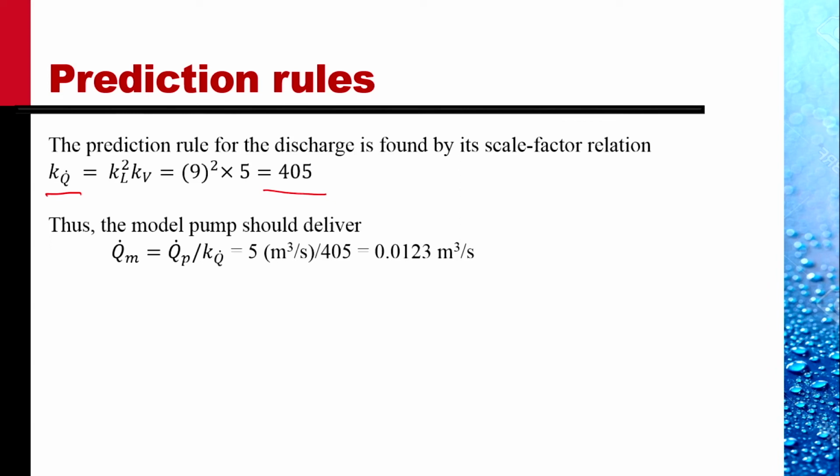Thus, the model should deliver only this flow rate instead of 5 meter cube per second, which is a huge volume flow rate. It needs to deliver only a very small fraction of this, 1 over 405 of that.